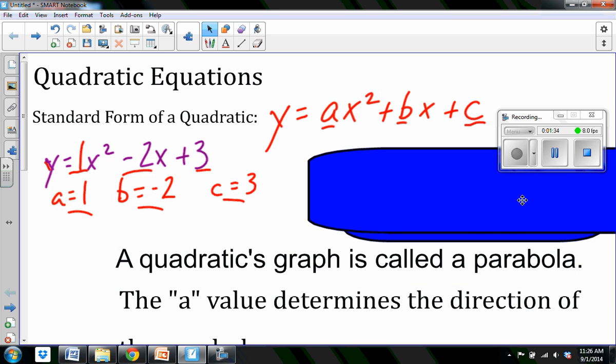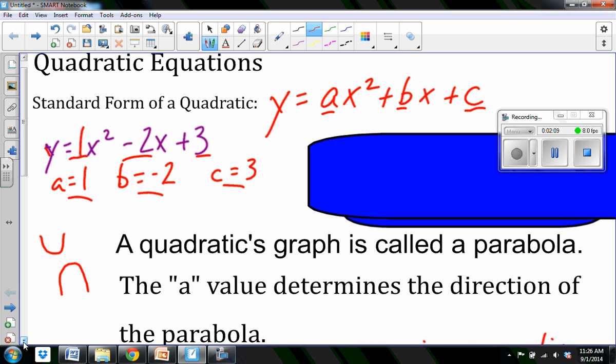All right, once you get that example down, the next thing we'll talk about is the actual graph of a quadratic. And a lot of you already know that that's called a parabola. And parabolas come in one of two forms. They can either be a happy face, like that, or a frowny face, like that. I think you should have graphed one of each type on that worksheet. I think the first one that you graphed was a smiley face, and the second one, I believe, was a frowny face. It's the a value that determines the direction of the parabola.